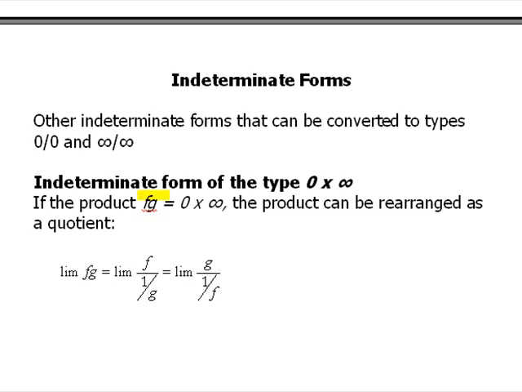Here's an indeterminate form of 0 times infinity. If you have an indeterminate form like that, you can convert it by writing it as a fraction. Put the f here and put the 1 over g here, or put g here and put 1 over f here. That way it will either turn into infinity over infinity or 0 over 0. So for this other indeterminate form of type 0 times infinity, you do not apply L'Hopital's rule directly. Instead, you convert it to 0 over 0 or infinity over infinity, and then you use L'Hopital's rule.